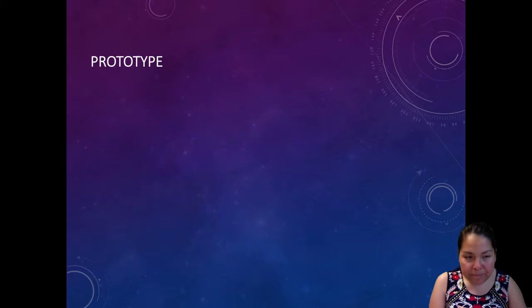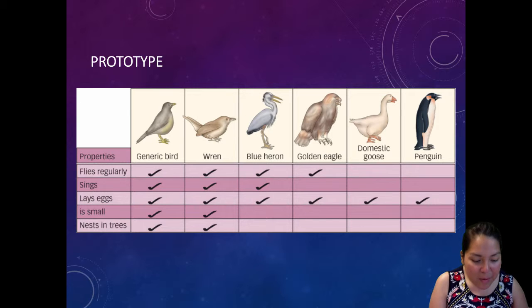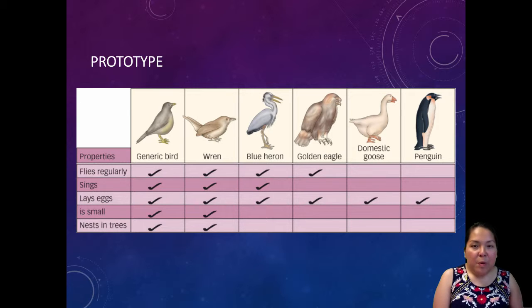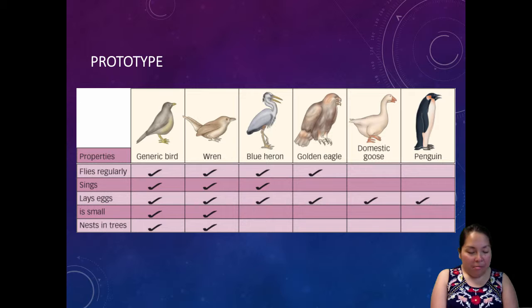So in this example, if the generic bird is your prototype, you will compare other animals to that prototype in order to determine if the animal is a bird. If it's a wren, it's pretty close to the prototype, so you're more likely to categorize it as a bird. If it's a penguin, that's a bit different from the prototype that we have, so it'll be a little bit harder to classify it as a bird, but if it shares enough characteristics of the prototype, then you'll add it to that category.